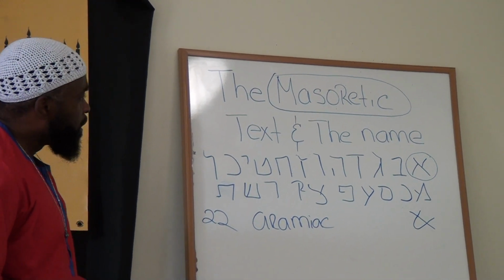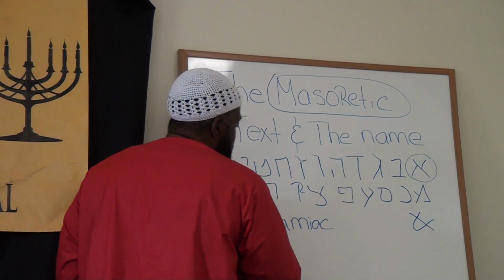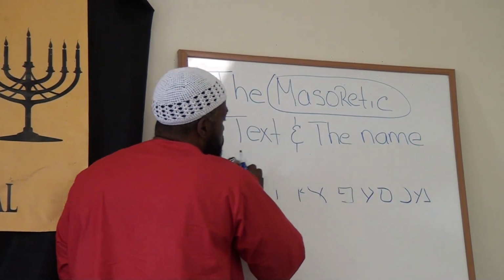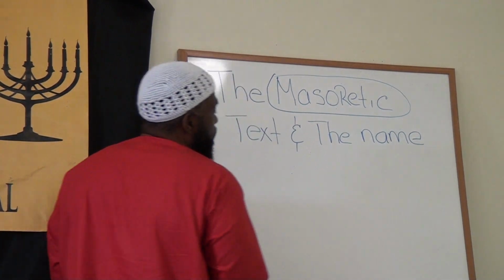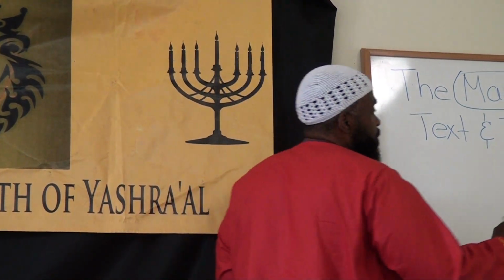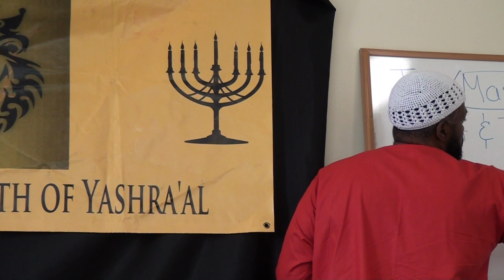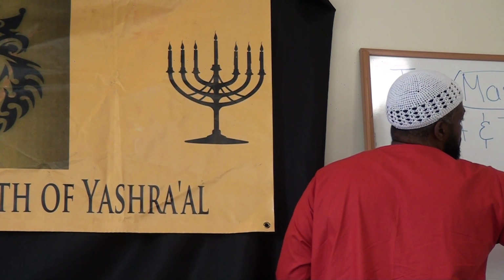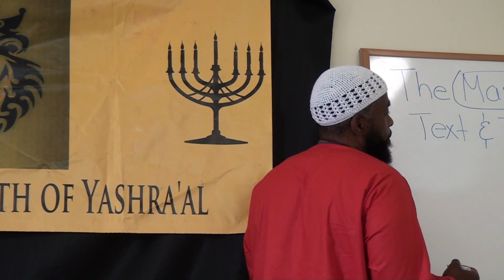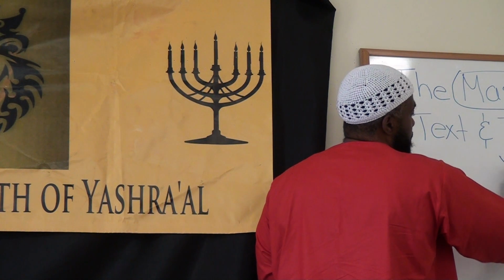Also, what's interesting is that once we learn the alphabet, we have to understand that we have 22 consonants, but we did have vowels. There were vowels in Hebrew. Anybody know what those vowels were? Aleph. The U. Okay. The A.